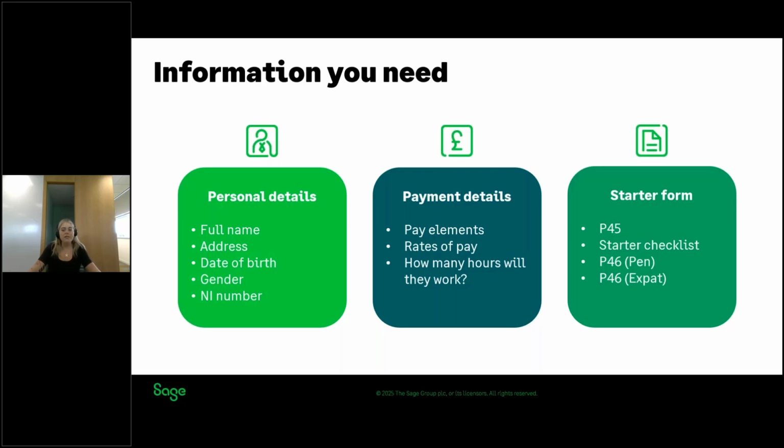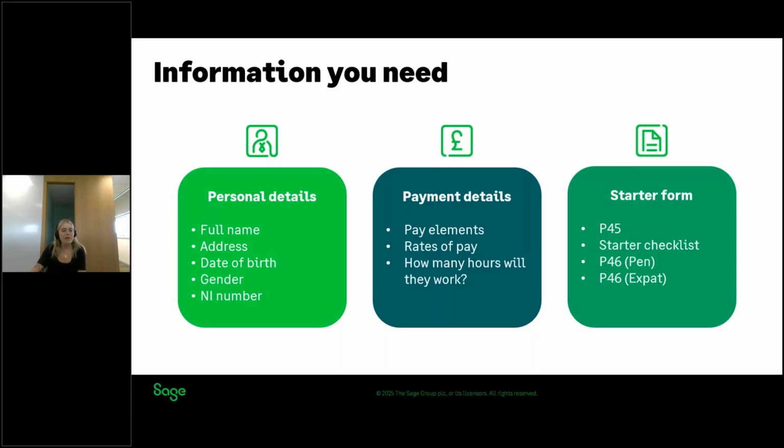So the main two starter forms that you'll be dealing with are the P45 and then the starter checklist, which was previously called the P46, and that's what it'll be called in Sage 50 Payroll as well. So they're going to be the two that you'll most commonly use. We do have the P46 Pen and P46 Expat. That's for pension pay-as-you-earn schemes or foreign nationals, but they're going to be far less common, and it might well be that you don't come across these at all.